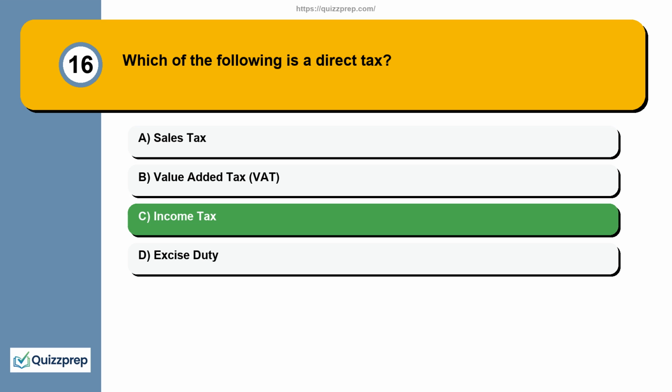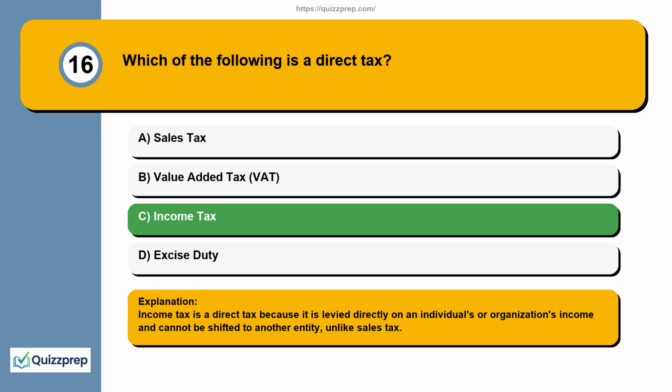The correct answer is option C. Income tax. Explanation. Income tax is a direct tax because it is levied directly on an individual's or organization's income and cannot be shifted to another entity, unlike sales tax.